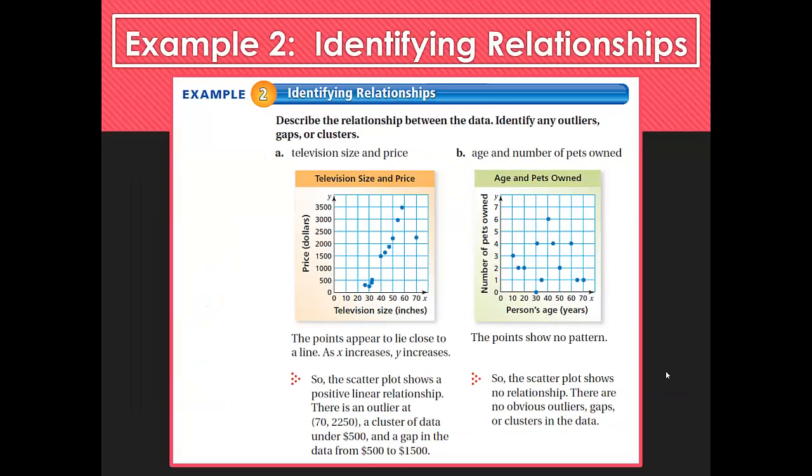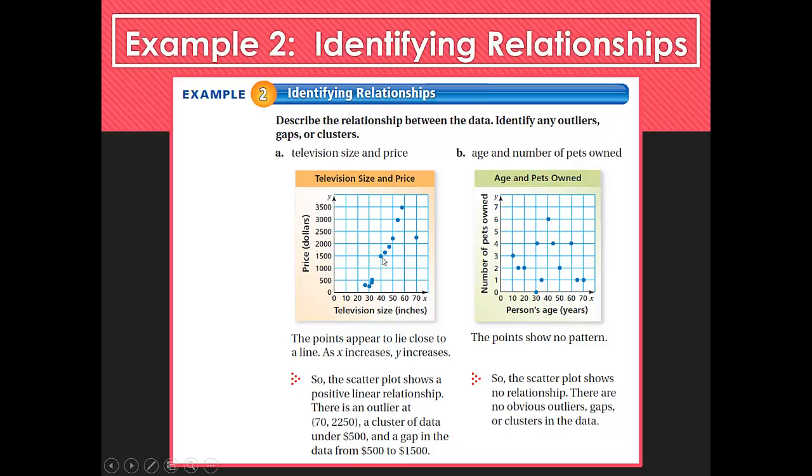For our second example, we're identifying relationships. Describe the relationship between the data. Identify any outliers, gaps, or clusters. So for A, we're looking at television size and price. So you can see that we have along the bottom the television size, and along the side we have our price in dollars. The points appear to lie close to a line.